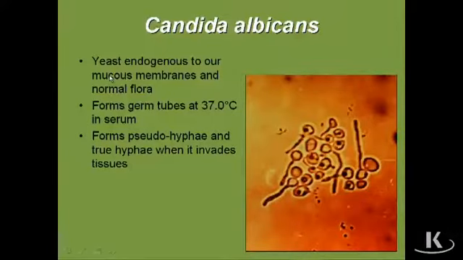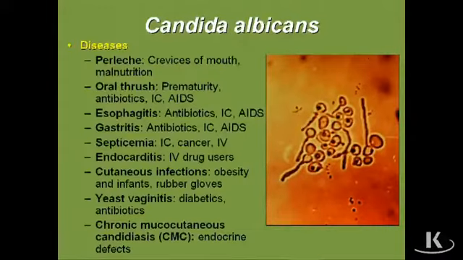It's not necessarily based on temperature like we saw with the other ones, but again, we can go from a yeast to something that has pseudo and true hyphae when it invades the tissue. So what are the different diseases, okay? In the crevices of the mouth, you can have Candida infections. Oral thrush is a big one, especially in AIDS patients, along with esophagitis. Thrush is also very common in infants, particularly premature infants, and it can also be in immune-compromised patients.